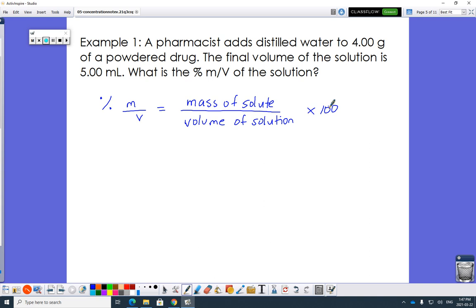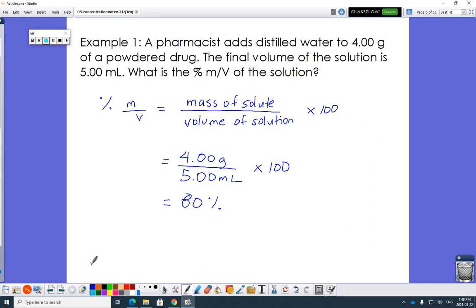So we have 4 grams of the powder we're trying to dissolve in water to make 5 milliliters of a solution. So 4 divided by 5 times 100 is 80. You can think of the logic of your answer, 4 and 5.